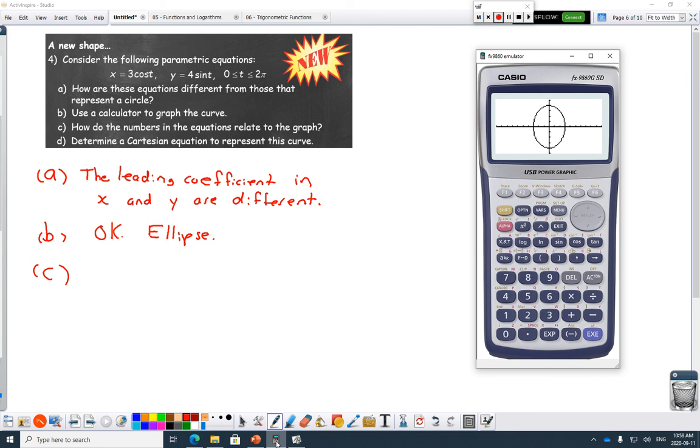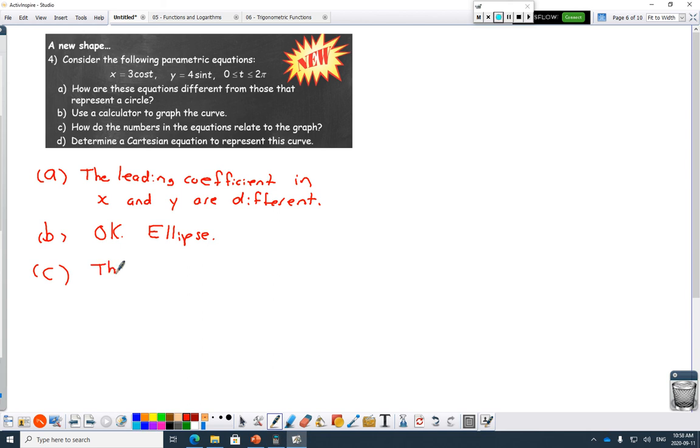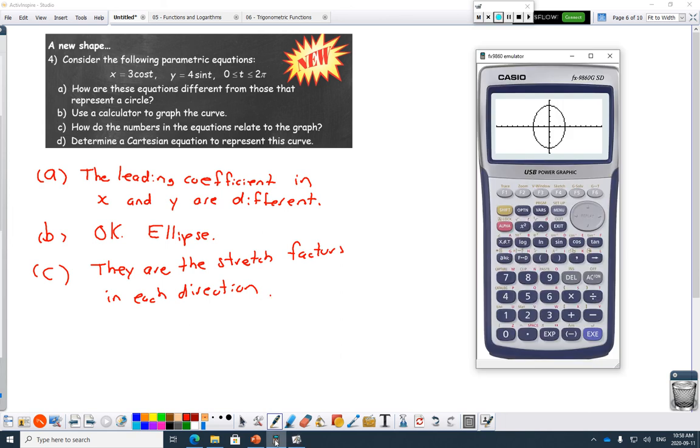Okay, so the words aren't radius. I used them just there, and I'm going to stop doing that. But how do the numbers relate to the graph? They are the stretch factors. And I'm going to get even better word for that very soon, but for now I'll use the words you already have. Stretch factors in each direction. That example should be pretty good. I hope that example, if you understood the circles, expanding to the ellipse is like, oh yeah, I can see how that would expand out to the ellipse there. Determine a Cartesian equation.